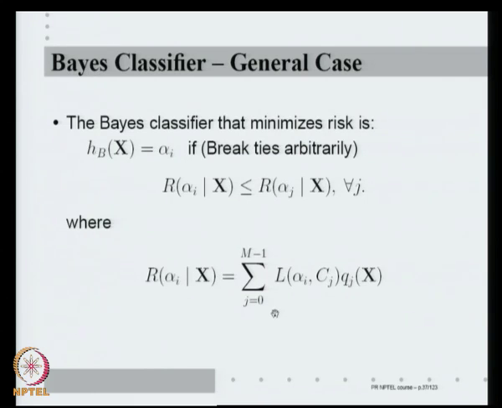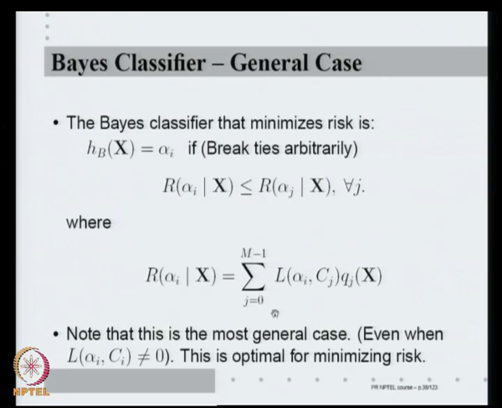So, I can implement the general Bayes classifier if I know all the posterior probabilities. This is the most general case. Here we are not even assuming that L of alpha i comma Ci is equal to 0. Even if that is not equal to 0, we can still calculate based on this expression. So, this is the optimal Bayes classifier for minimizing risk for any general loss function.